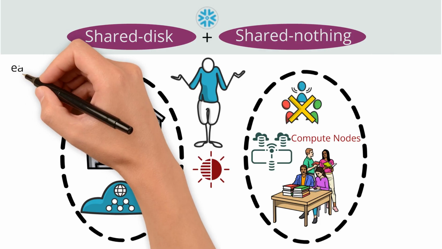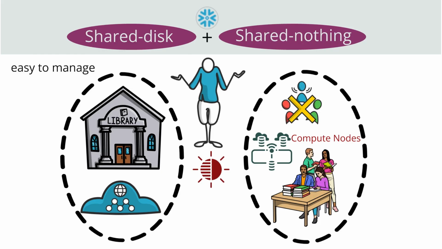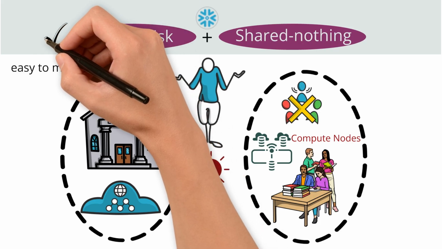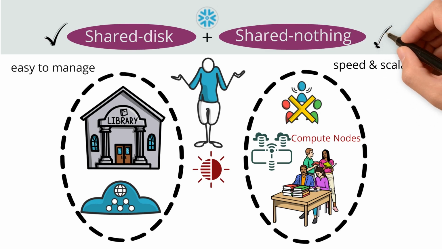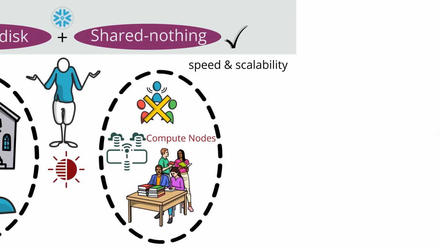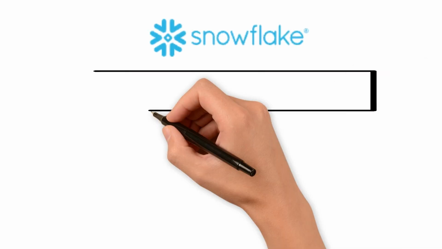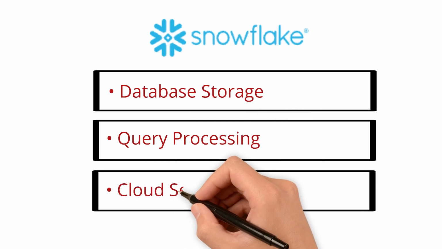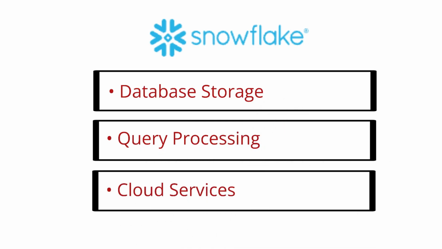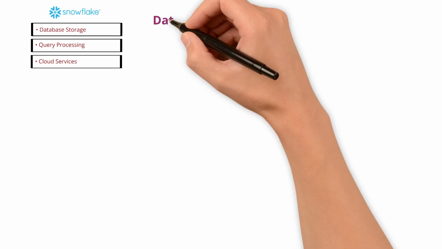So the combination makes data easy to manage like a shared system, while also providing the speed and scalability of independent systems. Breaking down the Snowflake architecture, it has three key layers: database storage, query processing, and cloud services. Let's look at each of these.